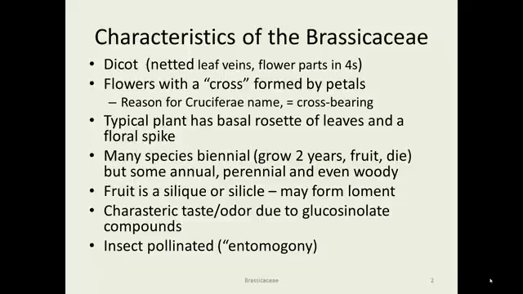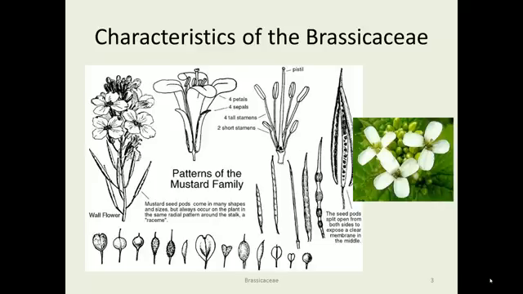The fruit has a unique name called a silique or a silicle, and it may form a loment. I'll talk about that in a minute, but that's the little segments that break off and often then stick to your socks. And characteristic tastes or odors in this family are due to compounds called glucosinolates that break down into sort of tangy tasting stuff when the cells are crushed. And they are insect pollinated, which has a word just for it, entomophilous plants.